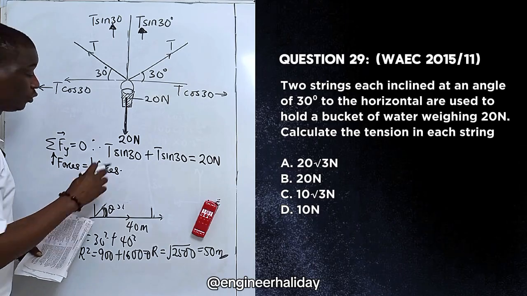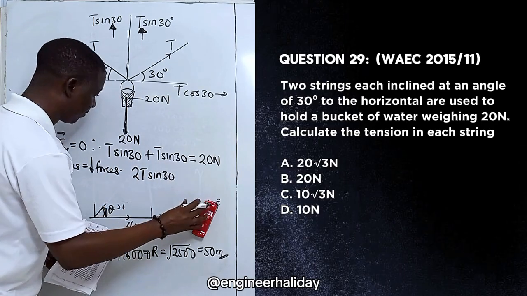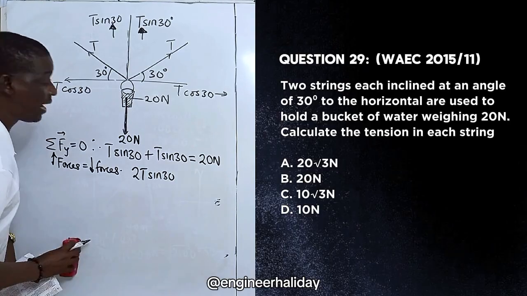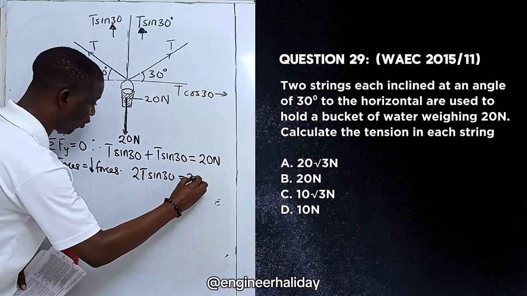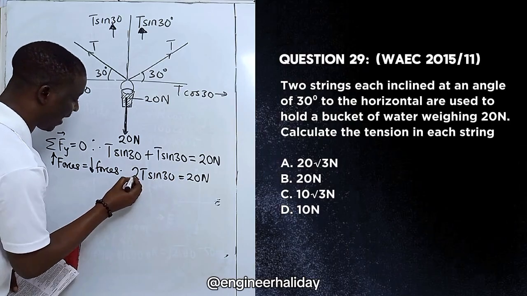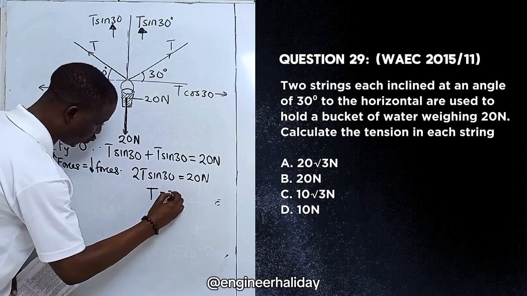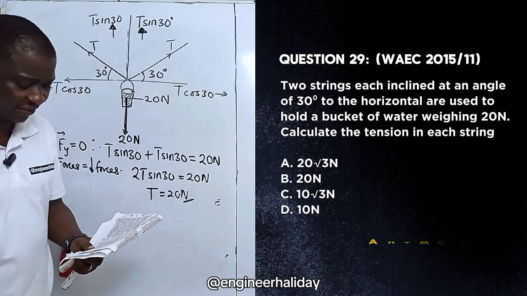So in that case, these two added together, we have 2T sine 30. If you add it together, what do we have now? Equal to what? 20 Newton. So sine 30 is 0.5, times 2 is what? Is 1. So T times 1 is T equal to 20 Newton. So that's the final answer there.